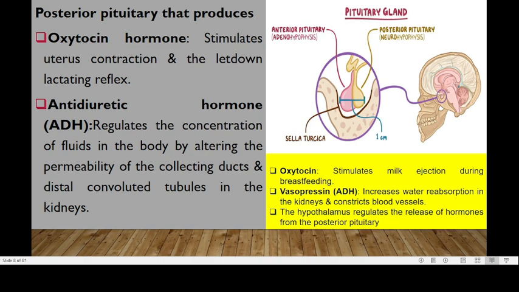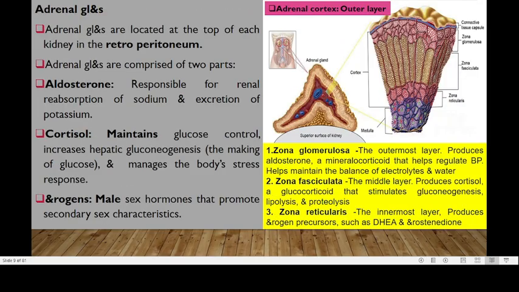Let's also look at the posterior pituitary gland. It's also referred to as the neurohypophysis. Remember, the pituitary gland sits in the sella turcica of the sphenoid bone, right? Okay, so we have oxytocin. Oxytocin stimulates the uterus contraction and also the letdown of the lactation reflex. ADH, the vasopressin, antidiuretic hormone, regulates the concentration of fluids in the body by altering the permeability of collecting ducts and the distal convoluted tubules in the kidneys.